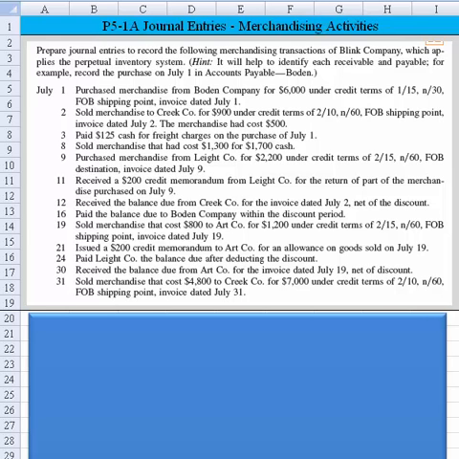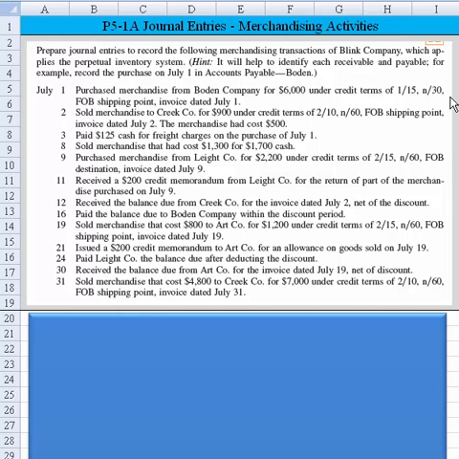Now, in this demonstration, to save time, rather than typing them in, I will just reveal the solutions one at a time. And I think you will get the exact same effect as if I was working them in Excel before your eyes. Okay, so on July 1st, Blink purchased merchandise from the Bowden Company for $6,000 under credit terms of 1/15, n/30. So I'm reading the first transaction just to the left of my mouse here.